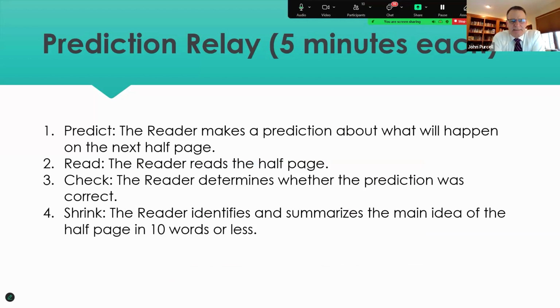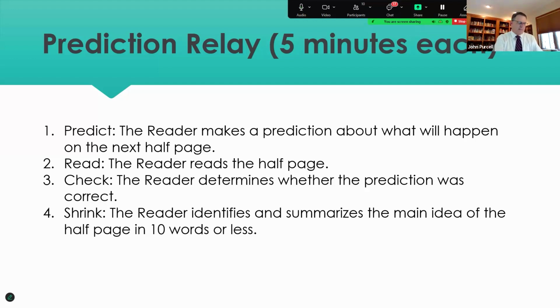Prediction relay. So we've gone through the paragraph, the partner reading. We've talked about retell, being able to retell what that paragraph was about. The shrinking, where we get into not just the overall retell of it, but getting into specifically the who or the what, and then summarizing that in 10 words or less. Prediction relay, similar in the summary of 10 words or less, but in this case, the reader's going to make a prediction of what will happen on the next half page. It's important, obviously, that they have context going into that.